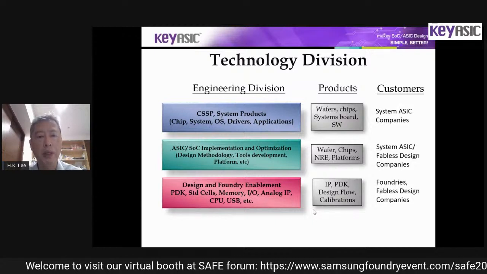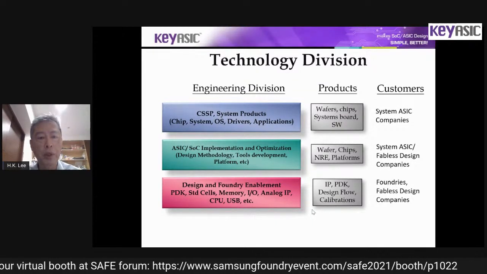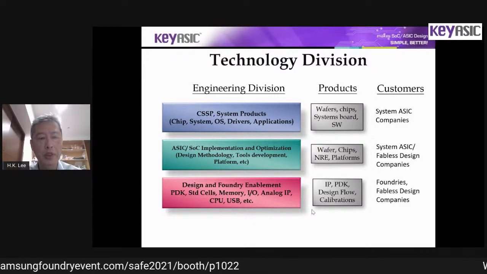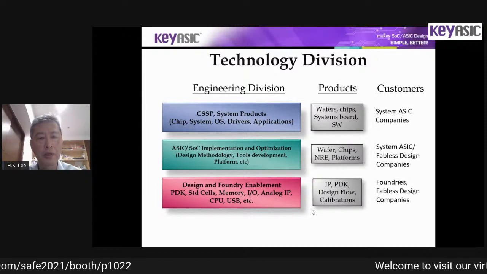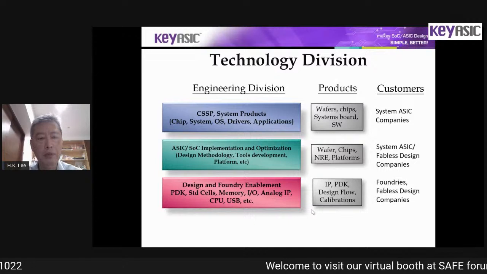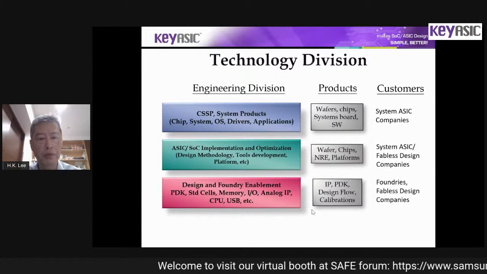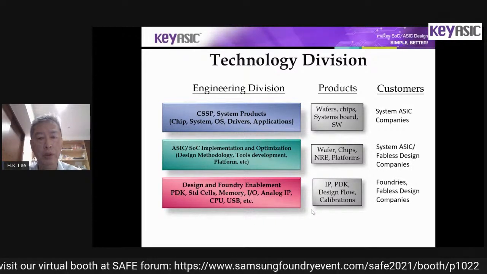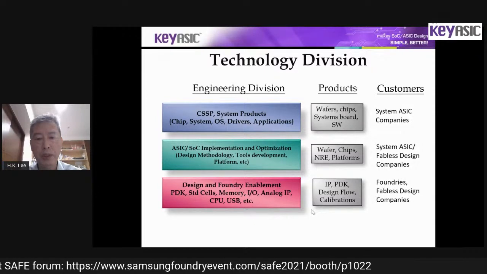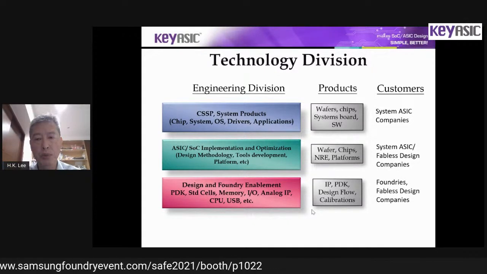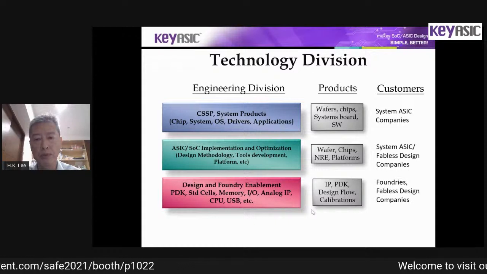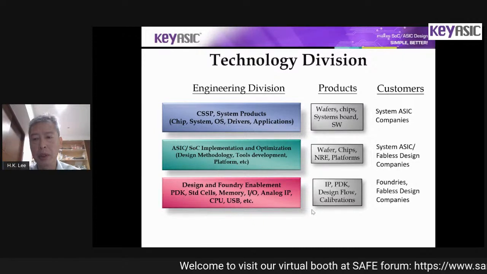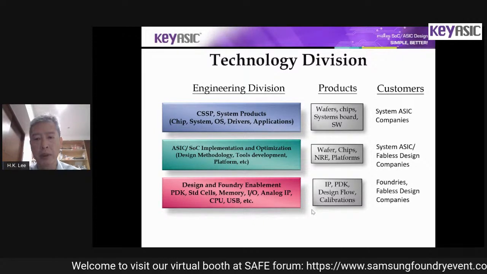Okay, now let's talk about the technology division. Here we have 3 levels of engineering divisions. The first level is the product level for SSSP and system product companies. Those customers are looking for chip, system, OS, driver, and applications to implement their product development. For those customers, we can provide wafers, chips, system boards and software to serve their requirements. So this level will cover all system ASIC companies in this area.